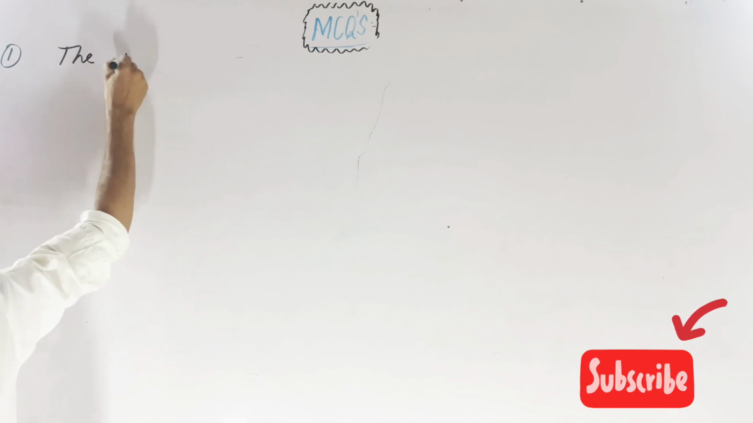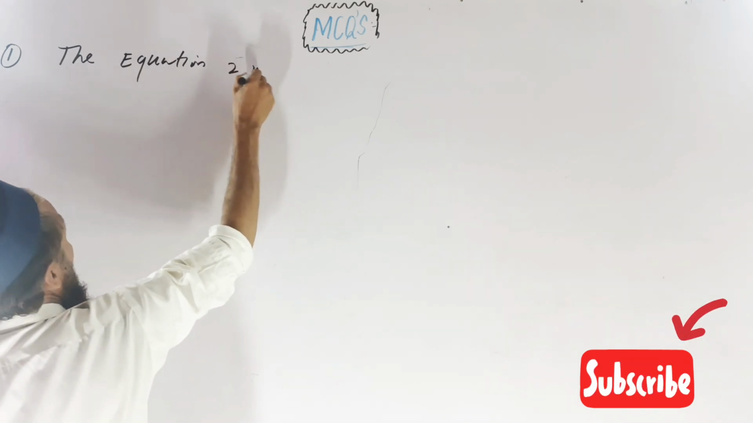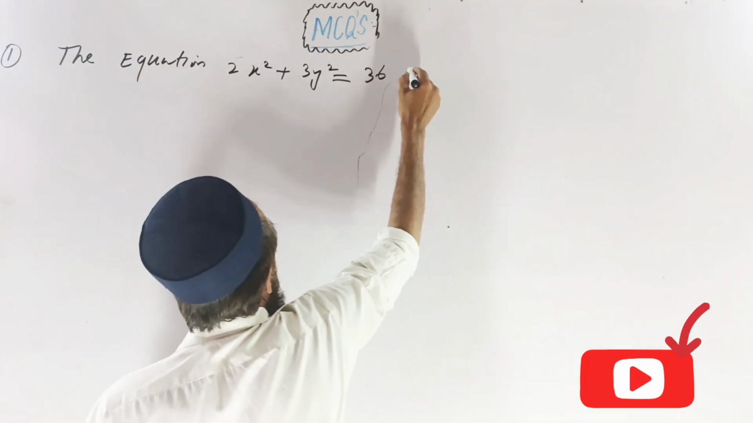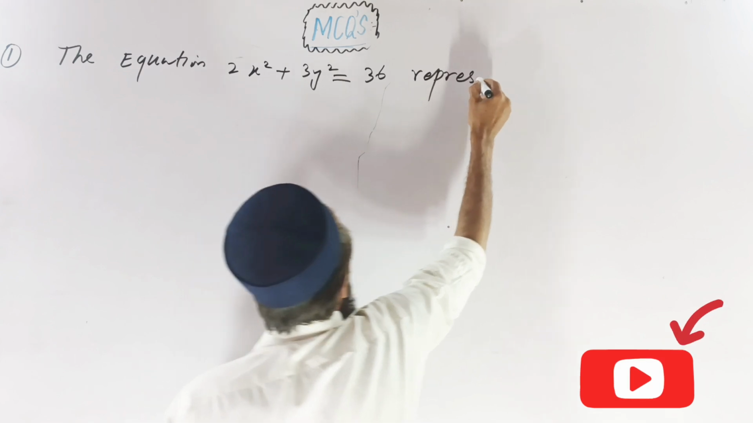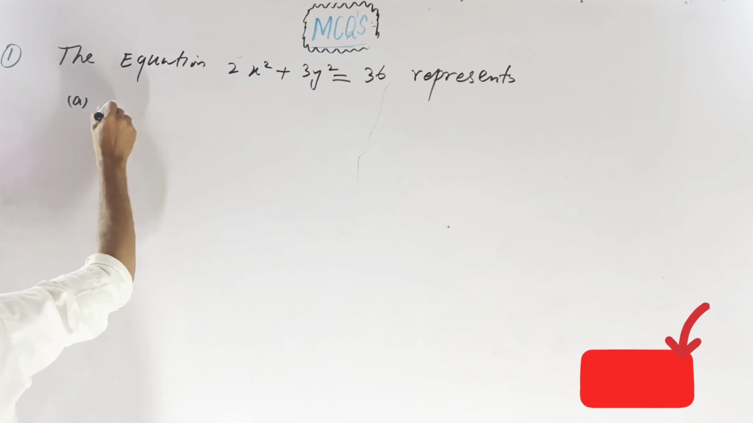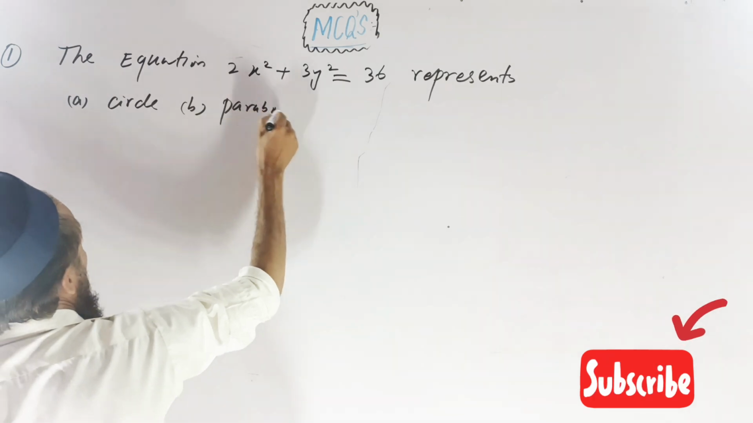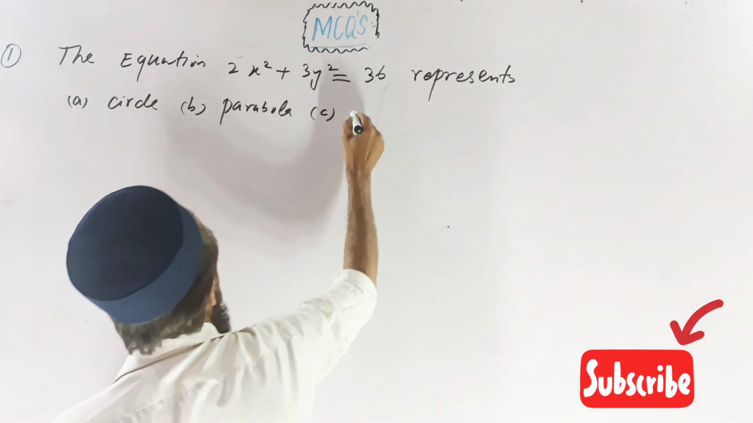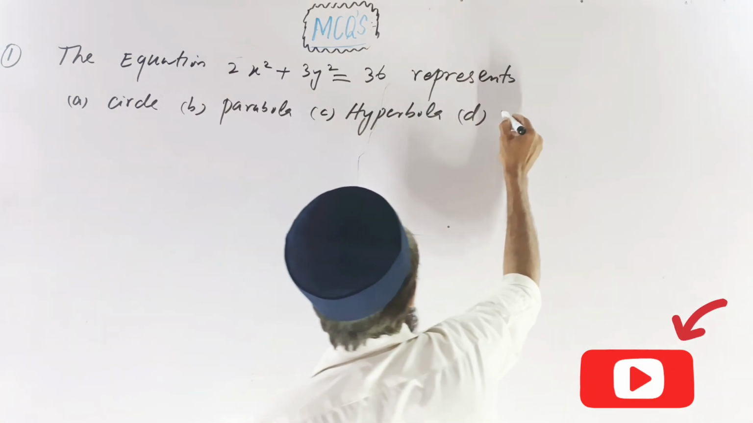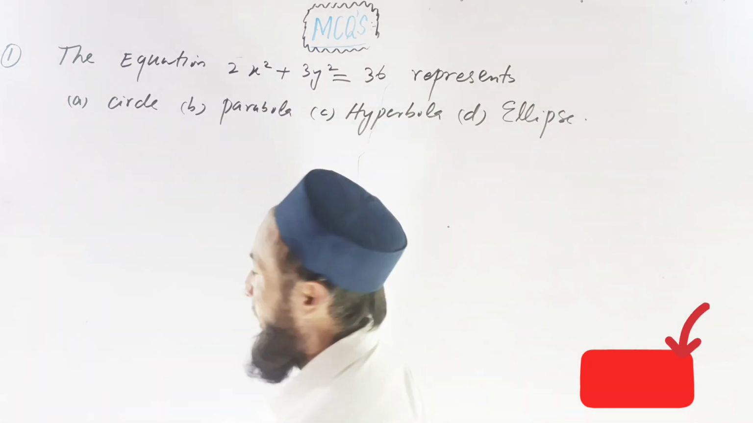The equation 2x square plus 3y square is equal to 36 represents: A, circle; B, parabola; C, hyperbola; and D, ellipse. So given the equation, look here.